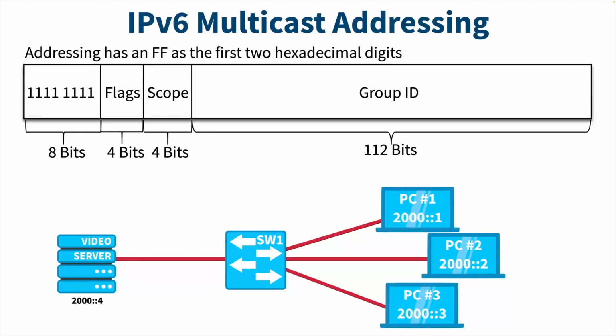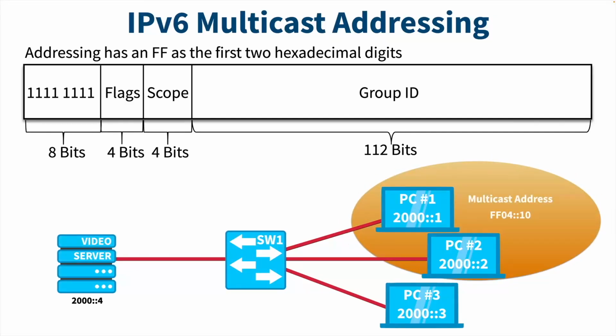An IPv6 multicast address is super easy to recognize because it always begins with an FF. And that's because the first 8 bits in its 128-bit address are all ones. In the topology I'm showing you on screen, we've got a multicast address of FF04::10. And just like with an IPv4 multicast address, that is the identifier of a group.